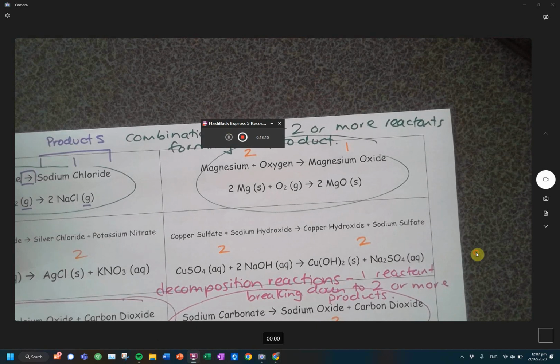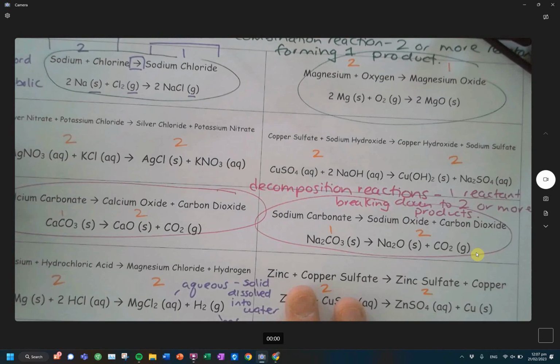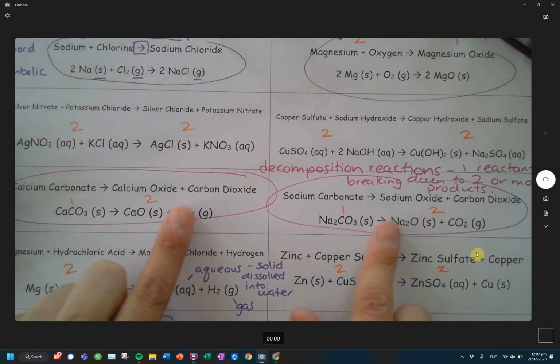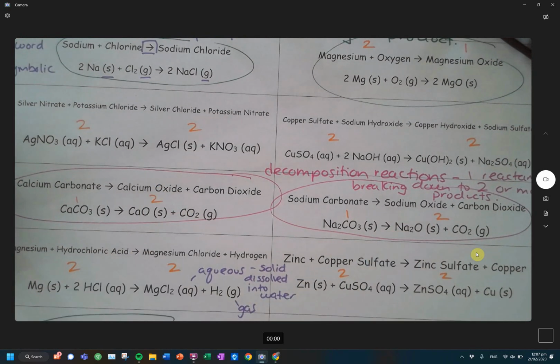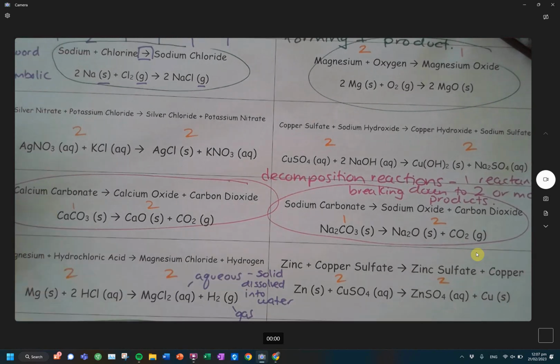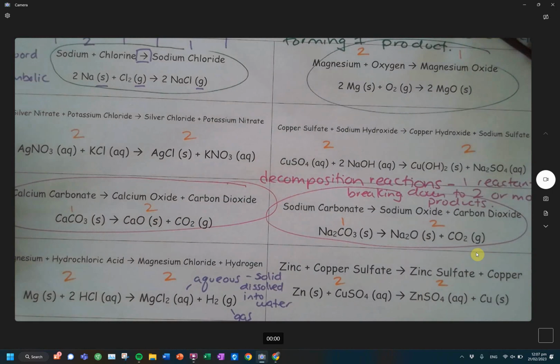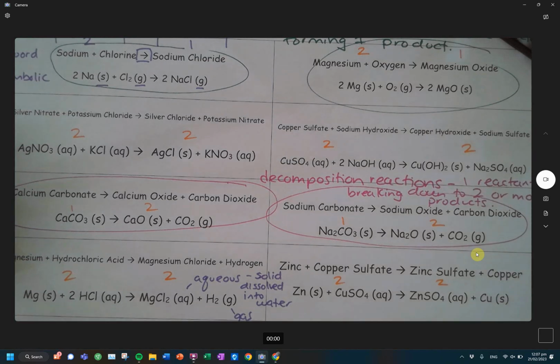All right, next thing we have are our decomposition reactions, which is the 2 in the center. So you should have 2 reactions there, and the reactions that you should have are the calcium carbonate, 1 reactant, forming 2 things, the calcium oxide and the carbon dioxide.